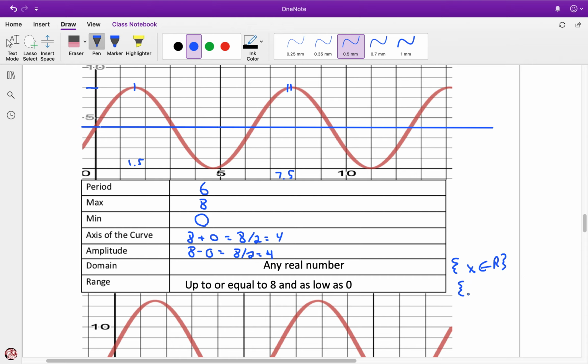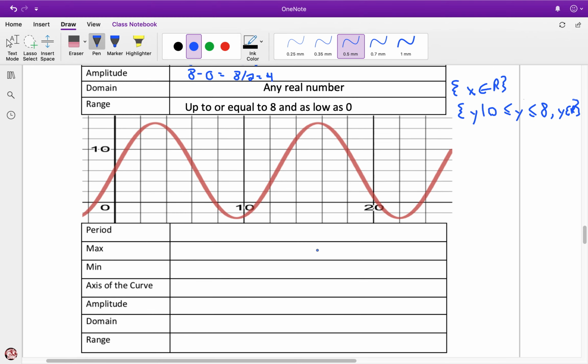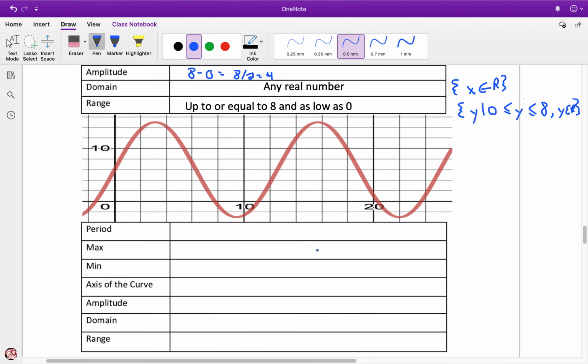And then for y, we do y such that, and we can make these two symbols ahead of time and just read it backwards. Y is any real number. And so y is greater than what? Well, y is going to be greater than 0, and it's going to be less than 8. Okay, last practice one. So pause it. You guys give it a try for a couple minutes, and I'll come back and make sure you're all correct.